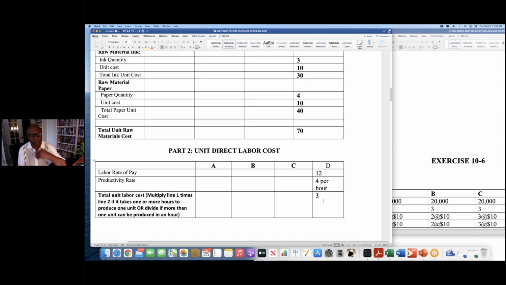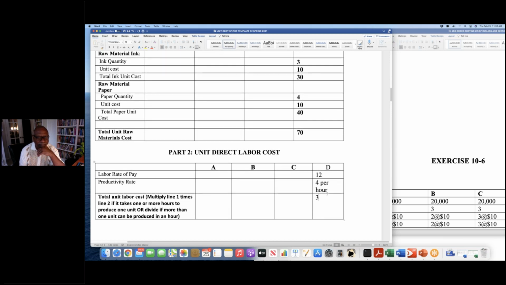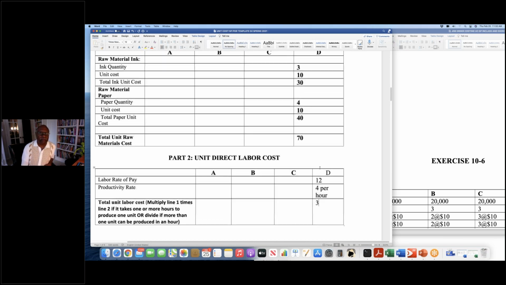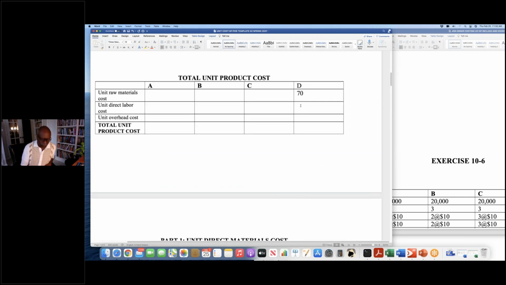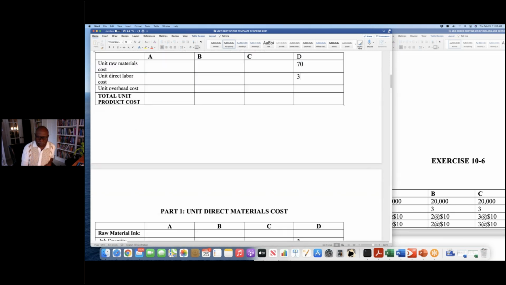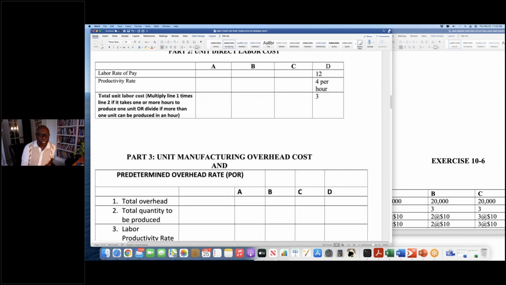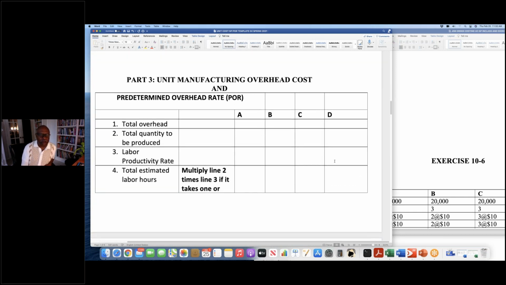What are we going to do with the 3? You're going to come up here and put it right here. Okay, so we're building the cost. Now we got to get that manufacturing overhead, POR, as well as the unit overhead cost. The POR is how we're going to make the journal entries. So what is our total overhead?